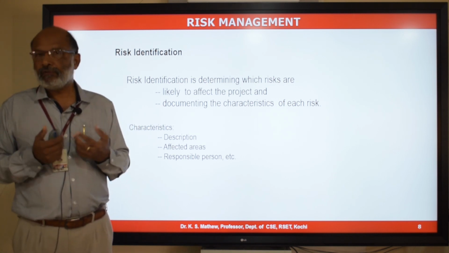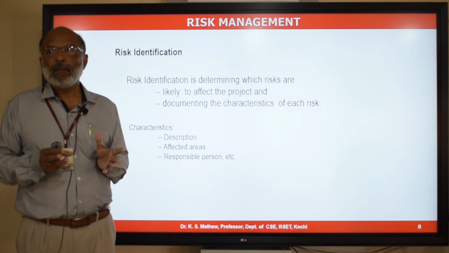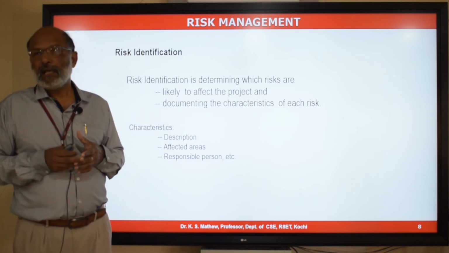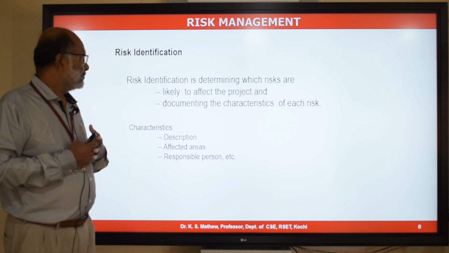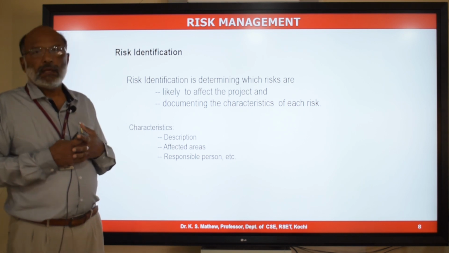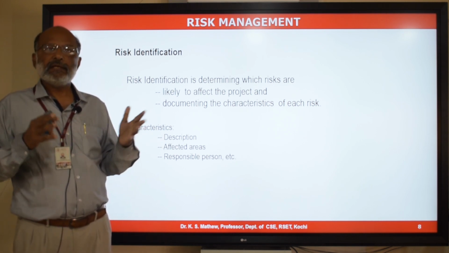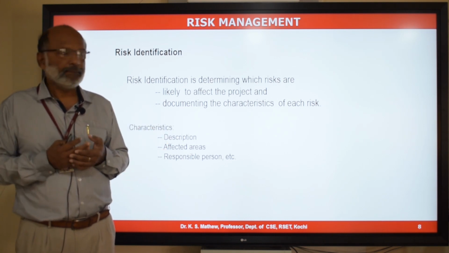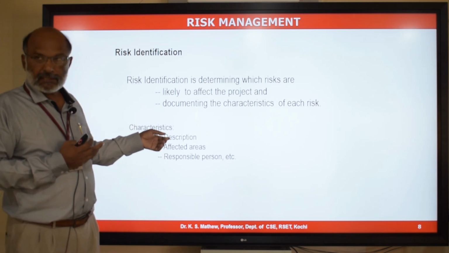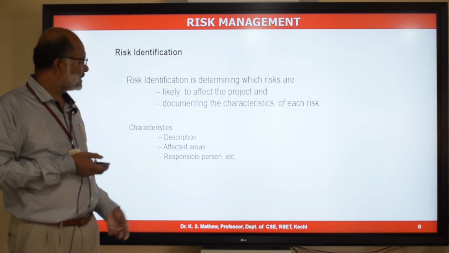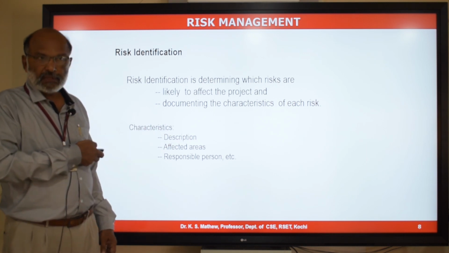The primary goal of this process is to identify all the possible risks in a project and document them. So you will identify all the possible risks and document that list of risks in a document called a risk register. And you will document various characteristics of each and every identified risk. So you will have a description of the risk.